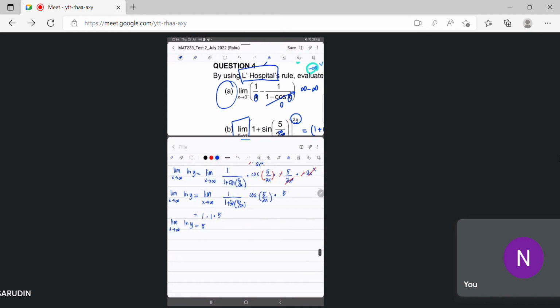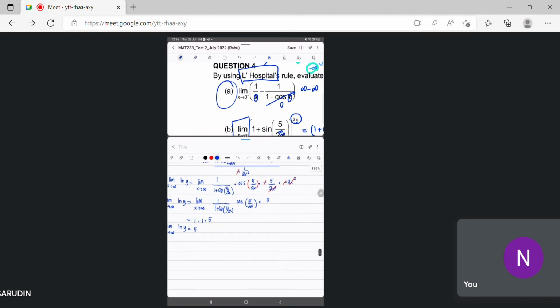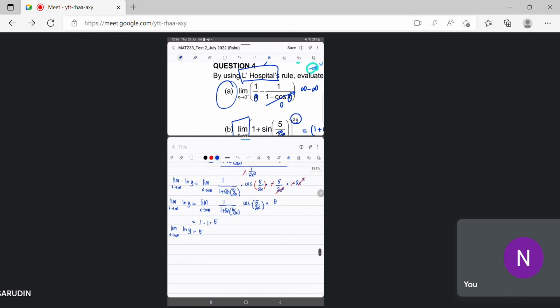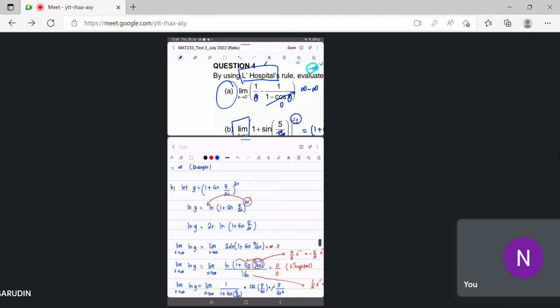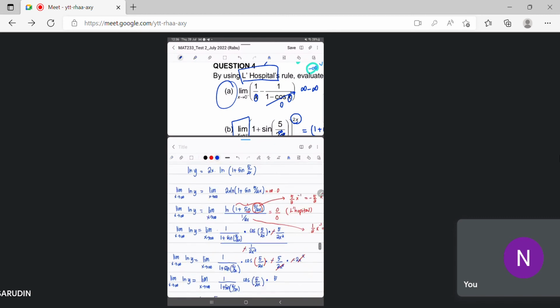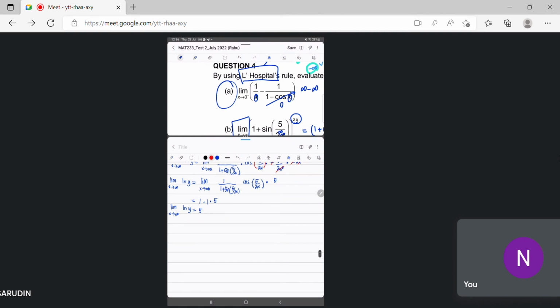Okay, so bila dah ada yang ini, equal to 5. Okay, remember, question cuma nak cari ni. Dia nak limit y ni kan. So, kita nak tak nak, kita kena buang this ln. So, bila kita buang this ln to the right hand side, then dia akan jadi apa? Limit x approaching infinity y is equal to e power of 5.